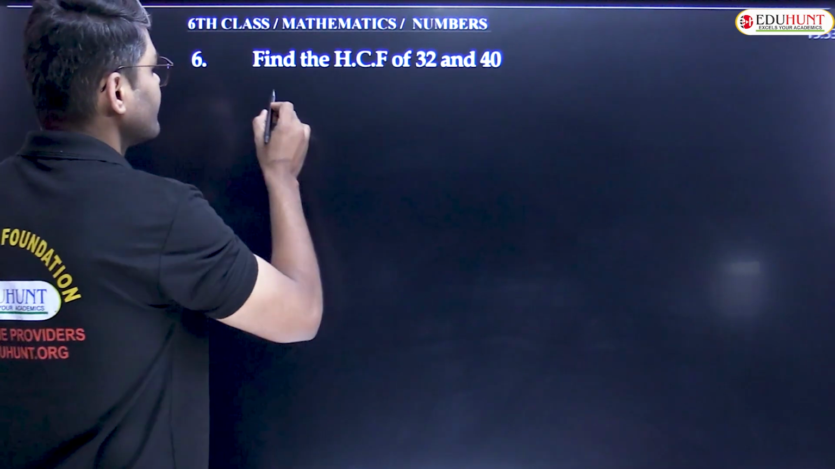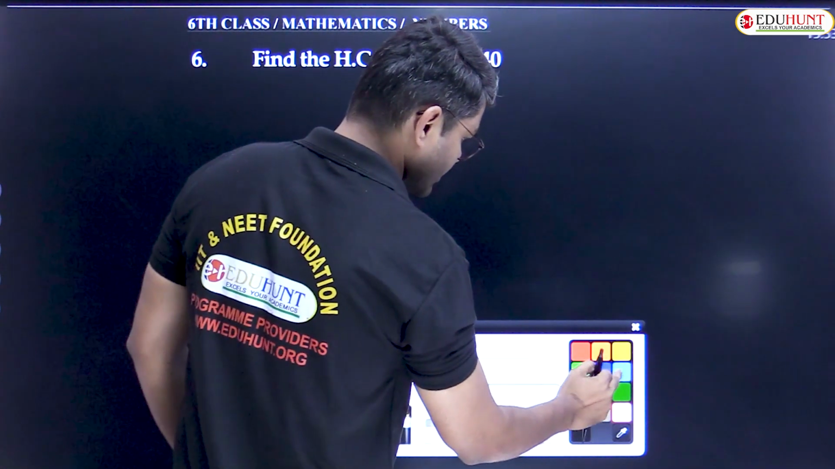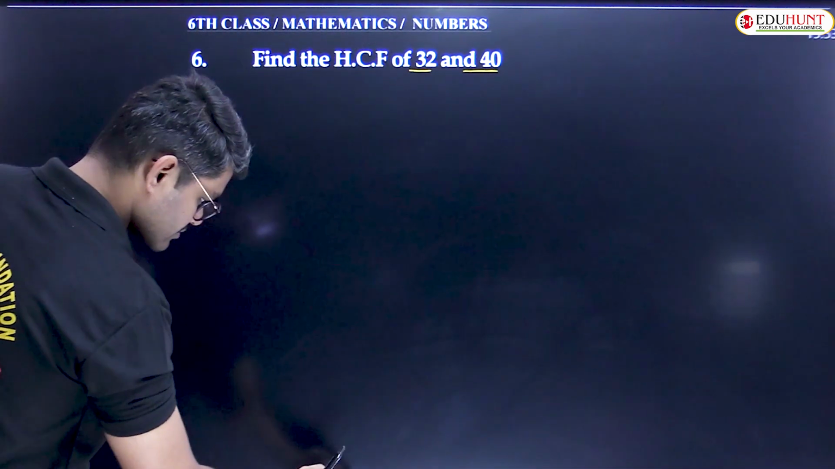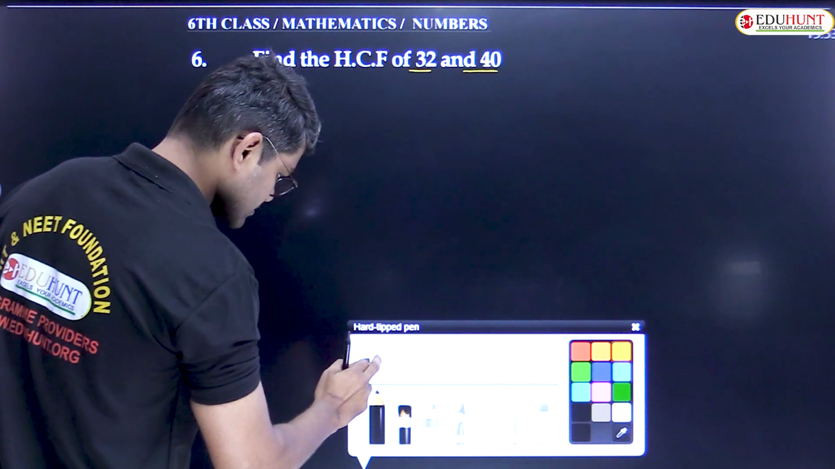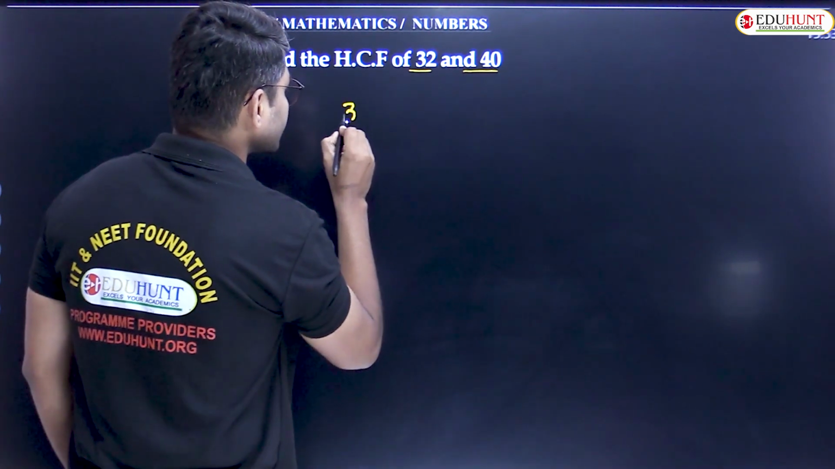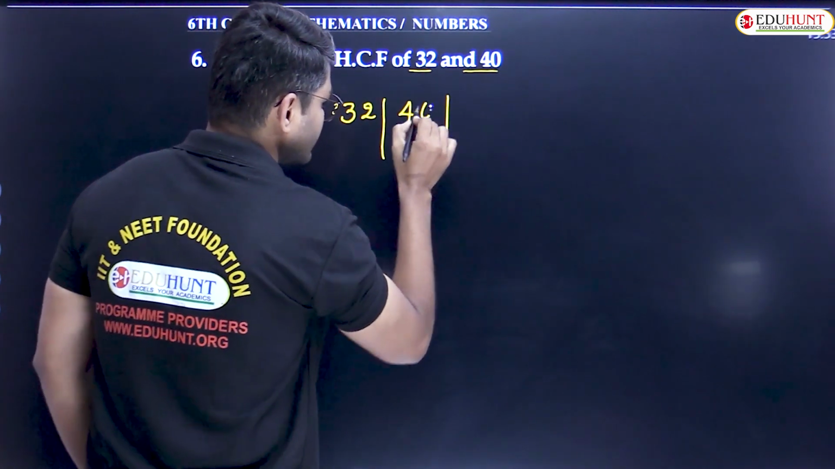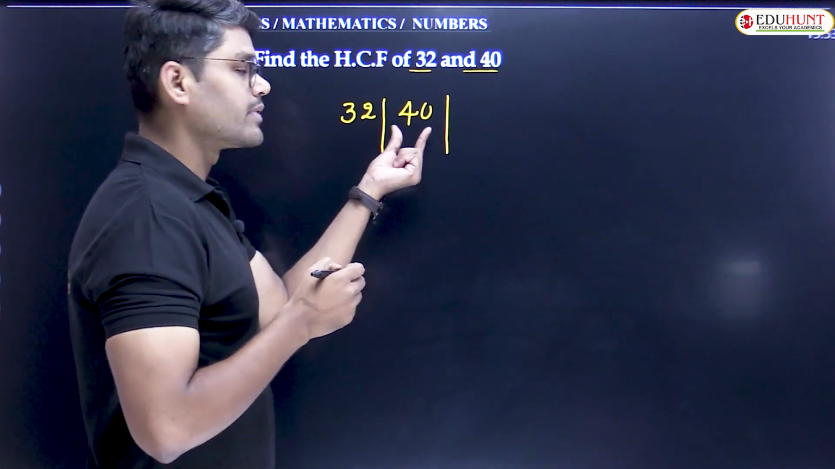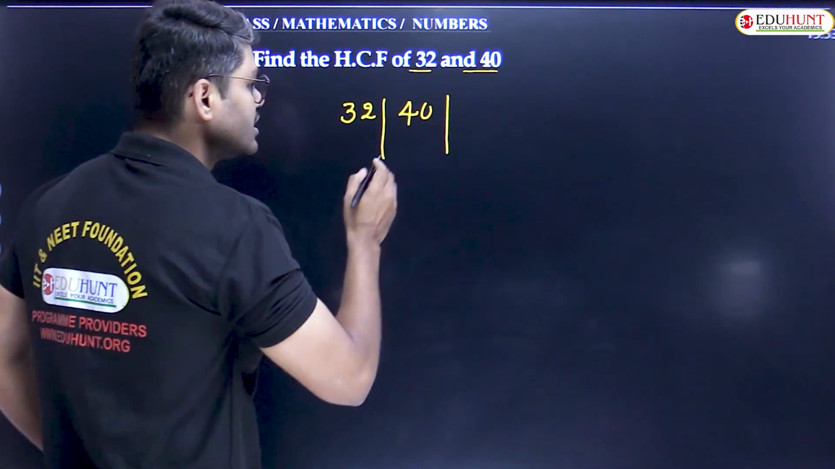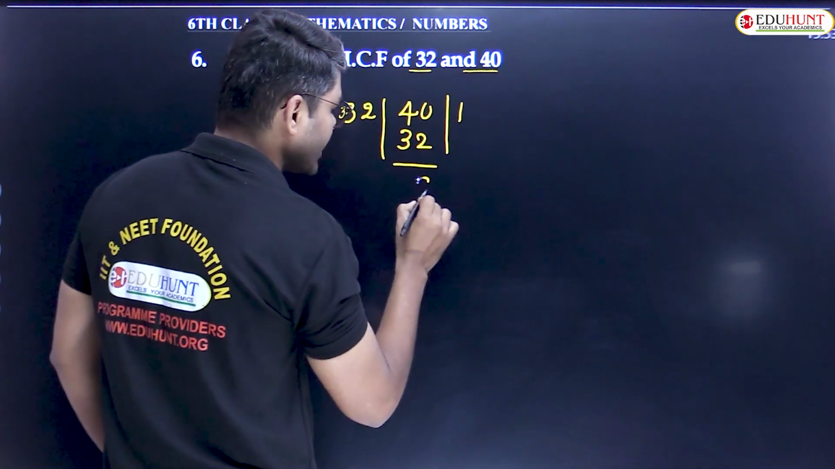Okay, right. Let's see with an example. Find the HCF of 32 and 40. Here 32, 40. Smaller number is 32, bigger number is 40. That is why we should divide this 40 by 32. 32 once 32, I will get the remainder 8.